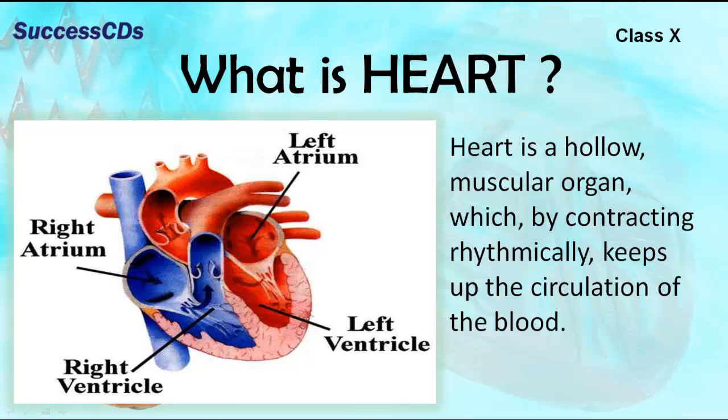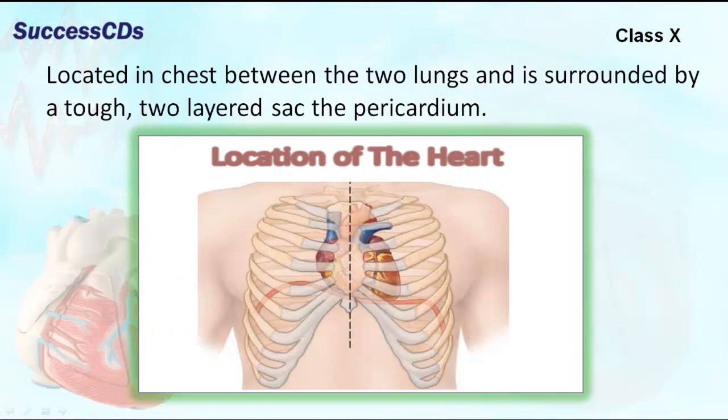You can see in the diagram the structure of the heart. Where is the heart located? It is located in the chest between the two lungs and is surrounded by a tough two-layered sac called the pericardium.